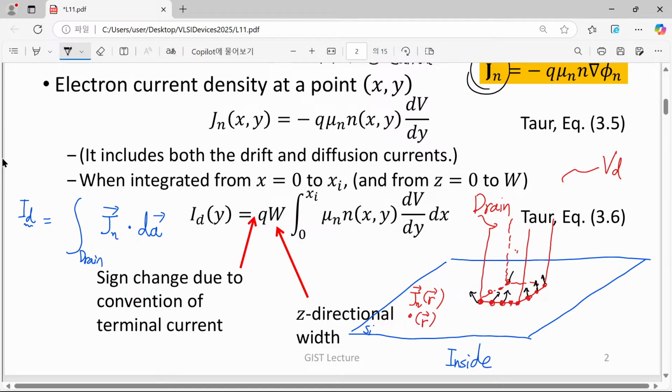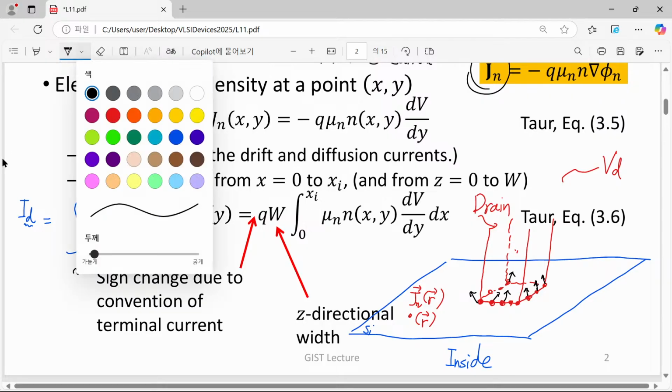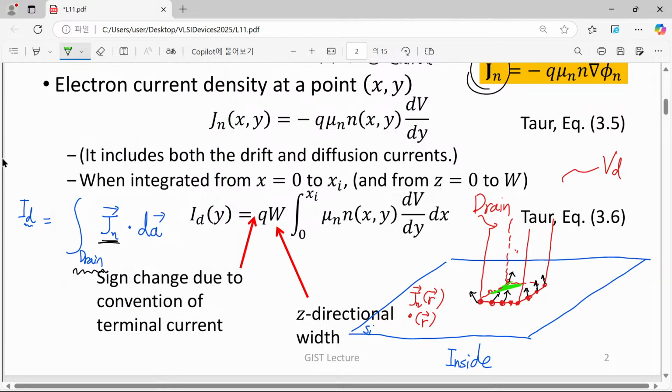If we have these vectors, then what we have to do is integrate this Jn vector over the drain contact. What is the drain contact? It is the part shown here as the green shaded plane. This is the interface, or contact, between metal and silicon substrate. Over this green part, we must calculate this Jn.